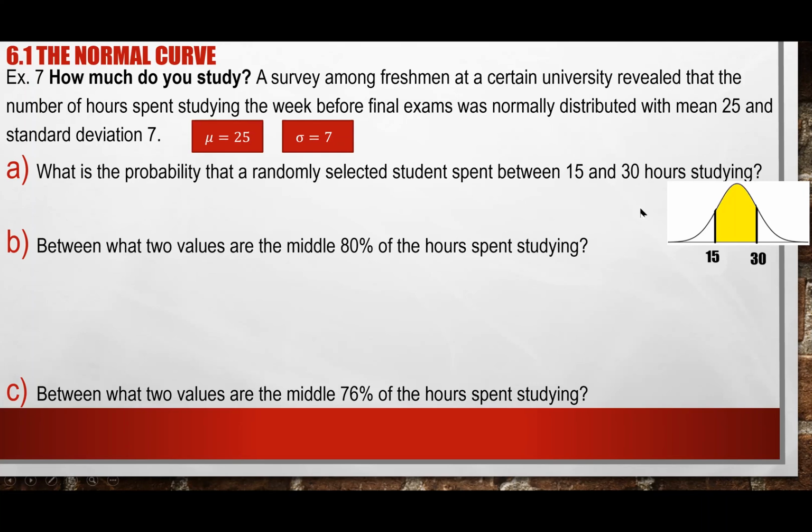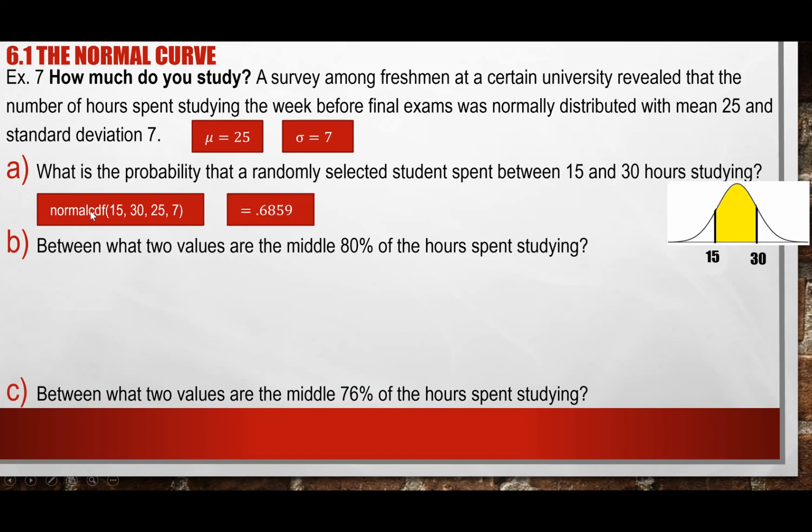Do you agree that this is the percentage we're looking for? The area, the probability underneath the curve, which is between 15 and 30. So we type in normal CDF. My lower limit is 15, my upper limit is 30, the mu is 25 and the standard deviation is 7. They ask me for the probability, so this is what I need to do.